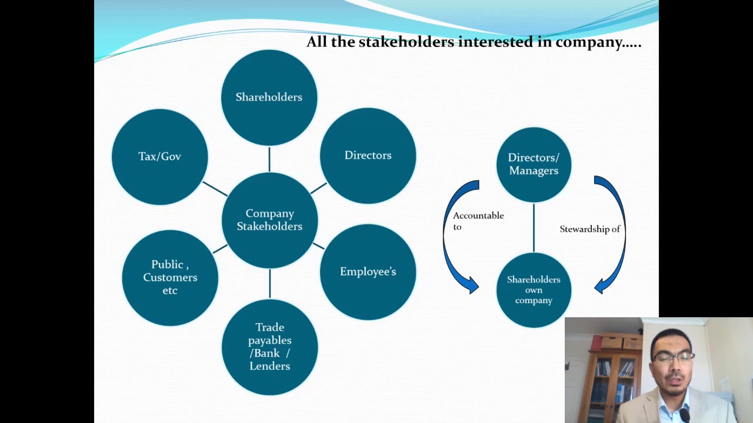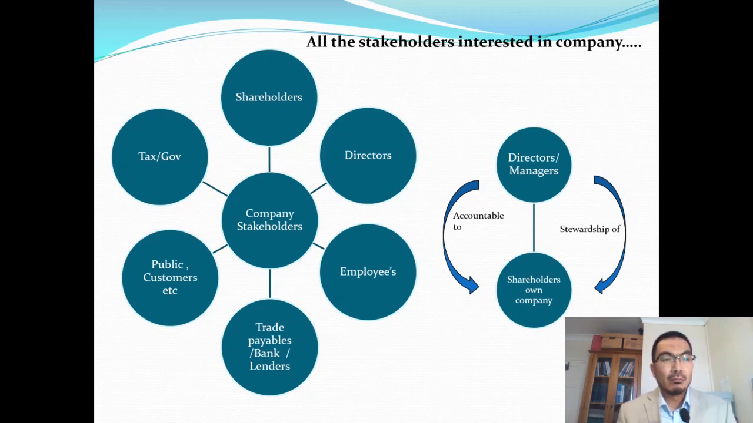And also the employees, they need to know about the company that they are working for, for several reasons. Job security is the first one, because if the company goes bankrupt, then obviously they will lose their pensions, they will lose their earnings. So they want to know the performance and position of the company. So they are also interested in the company's financial statements.